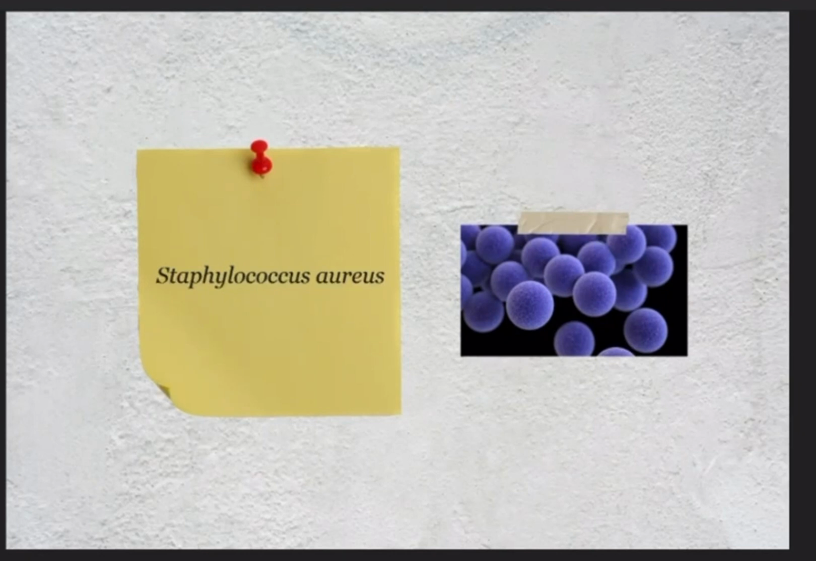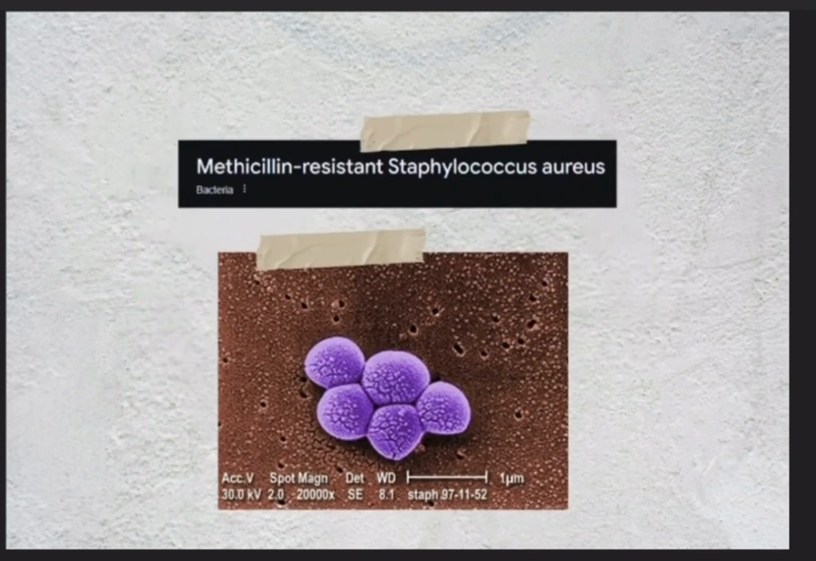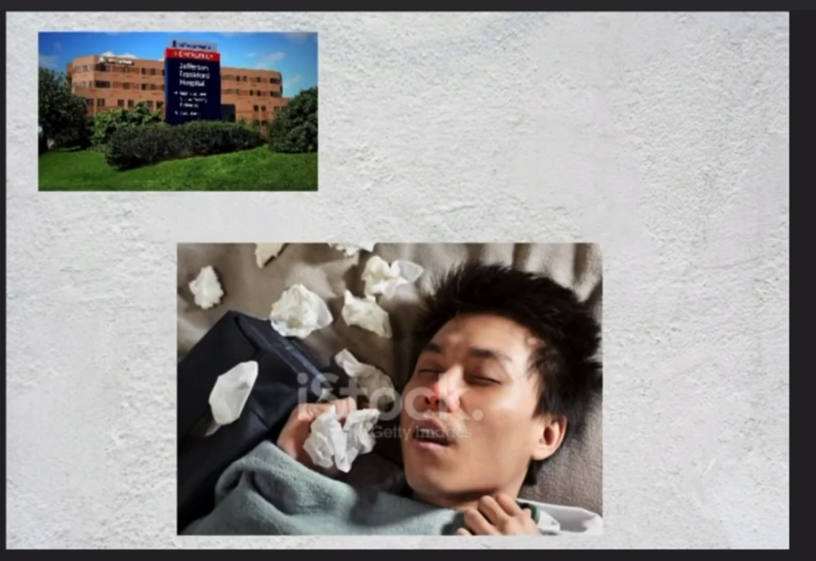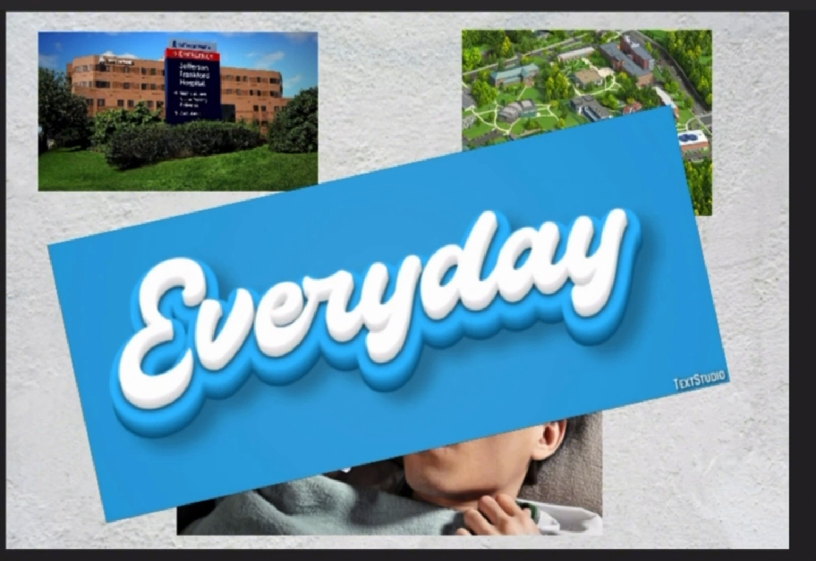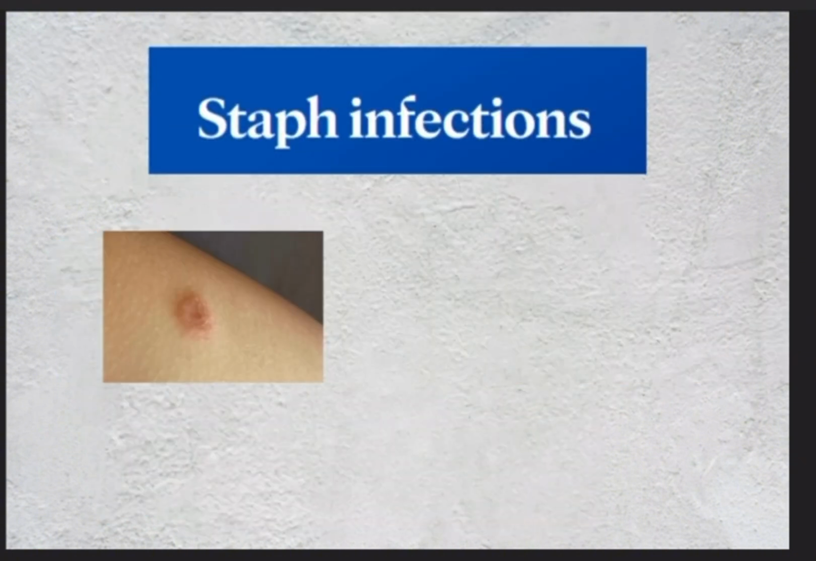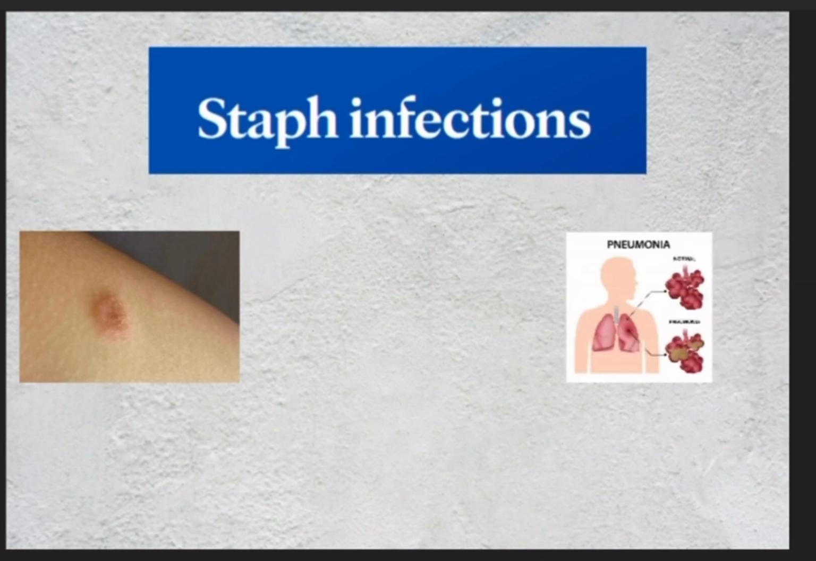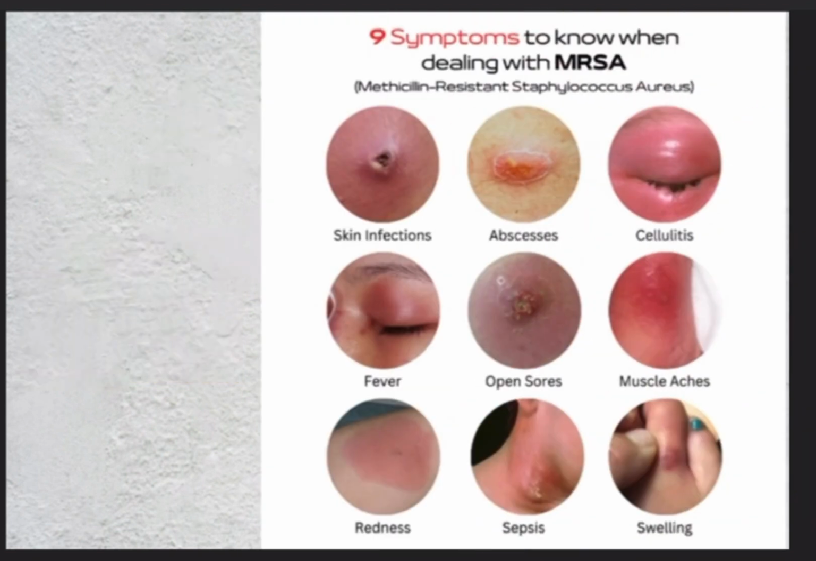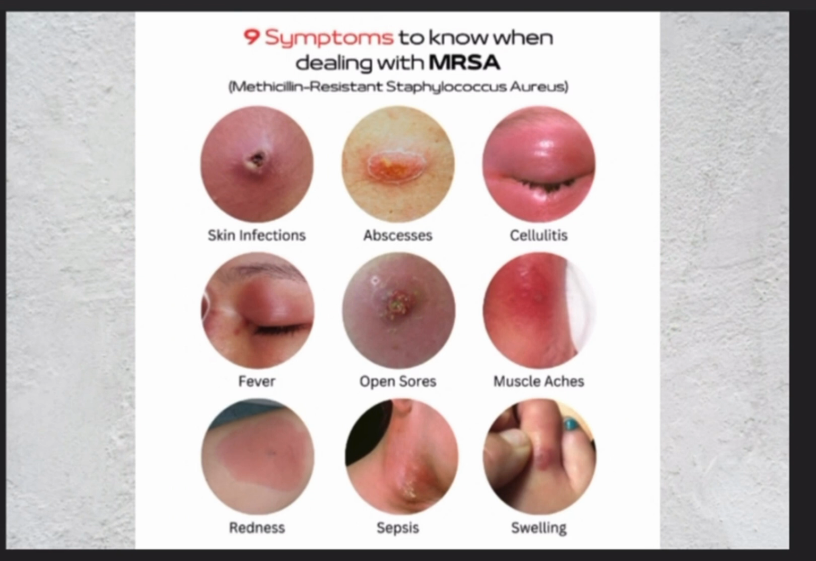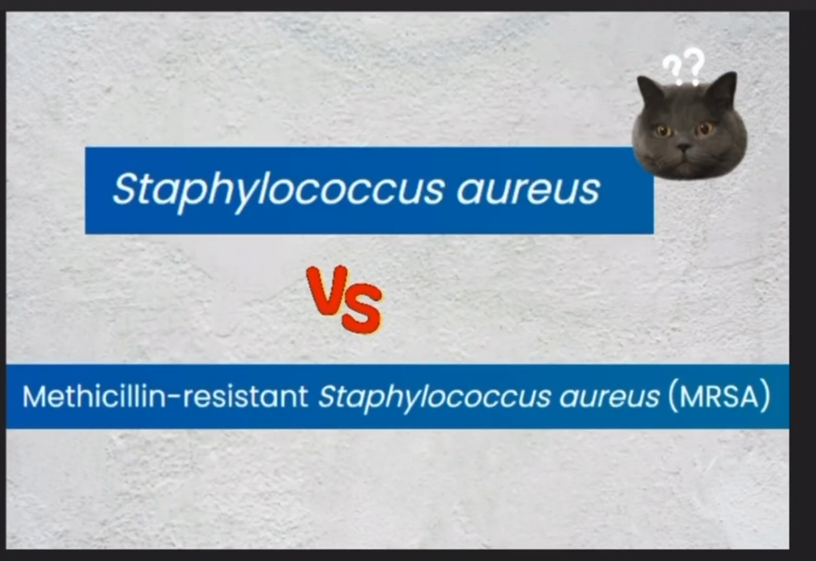Hello everyone! Today we're going to be talking about Staphylococcus aureus, or S. aureus, and its antibiotic-resistant form, MRSA, short for methicillin-resistant Staphylococcus aureus. These bacteria are important because they're common and pose serious health threats in hospitals, schools, and everyday environments. Staph infections range from minor skin conditions to life-threatening issues like pneumonia or bloodstream infections. MRSA, in particular, is a global concern due to its resistance to antibiotics, making infections harder and more expensive to treat. Understanding the biology behind both is key to stopping their spread.